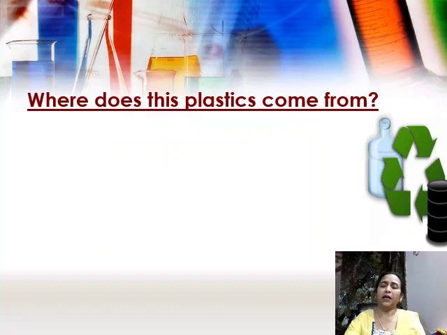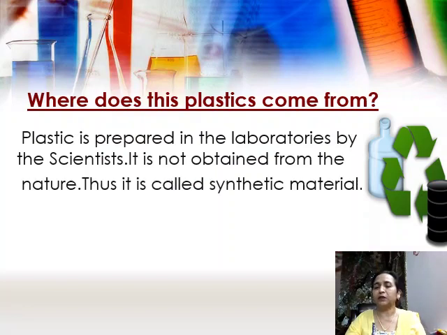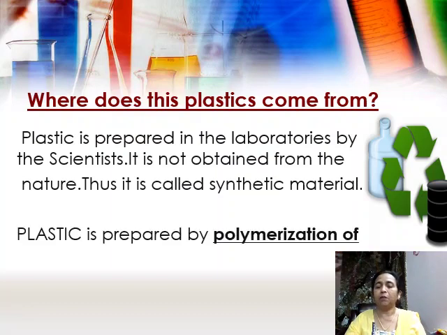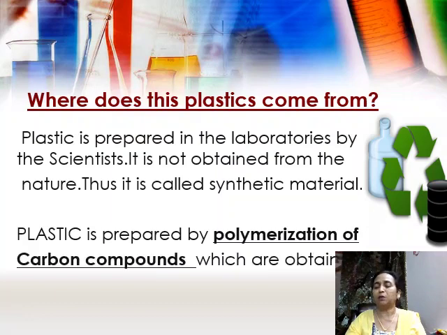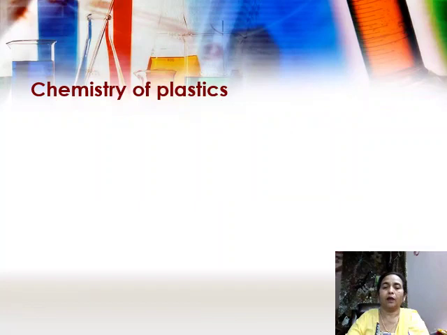Now, where does this plastic come from? Plastic is prepared in the laboratories by the scientists. It is not obtained from nature. Thus, it is called synthetic material. Plastic is prepared by polymerization of carbon compounds, which are obtained from crude oil by fractional distillation or cracking.